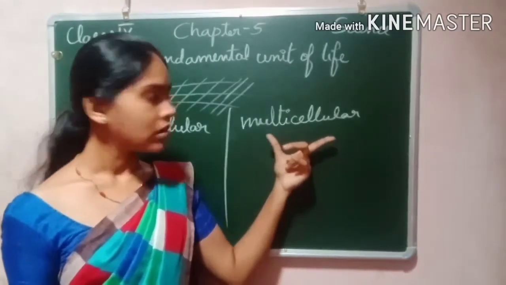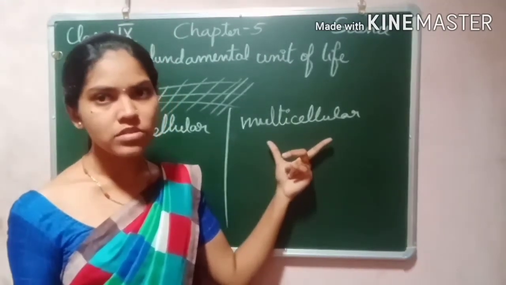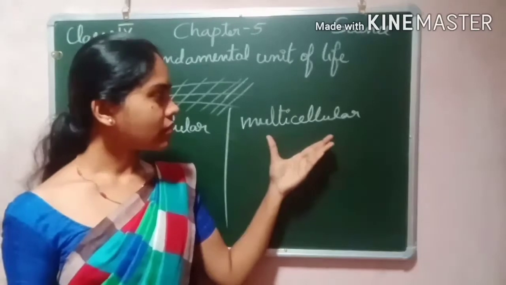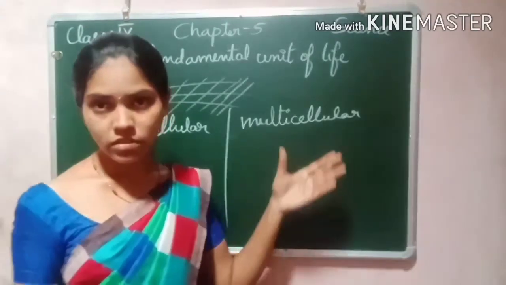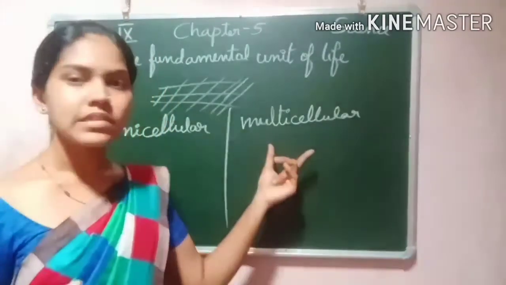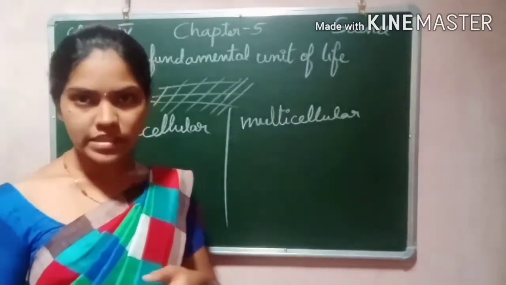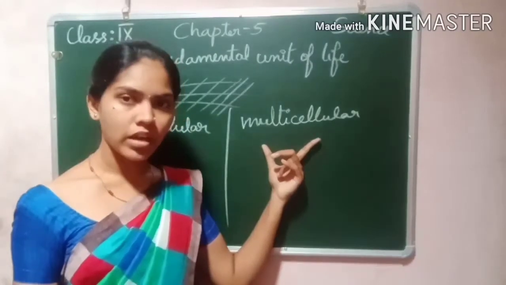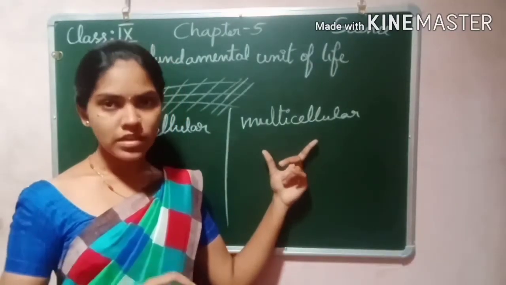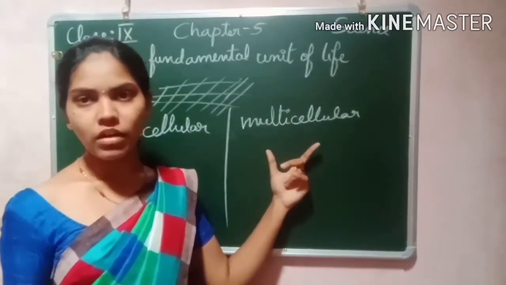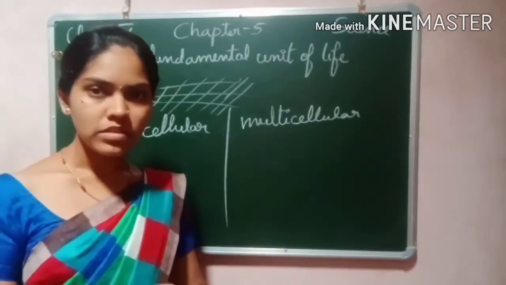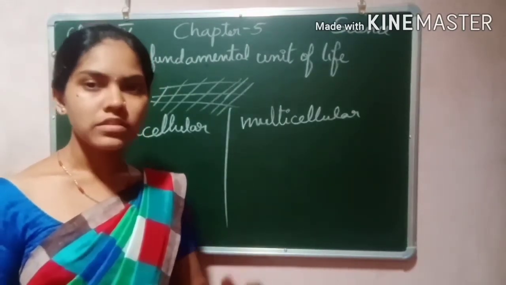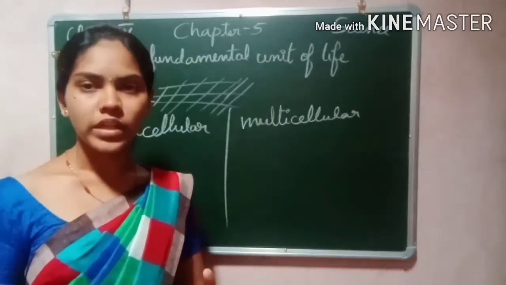Here the structure of the living organism is complex, and there are various kinds of cells. We can see various kinds of cells in multicellular organisms. The structure is similar, but the functions vary from one cell to another. Each cell is specialized for its own function.